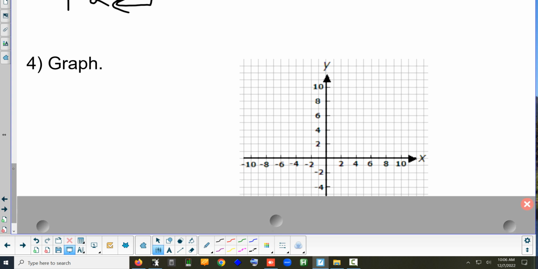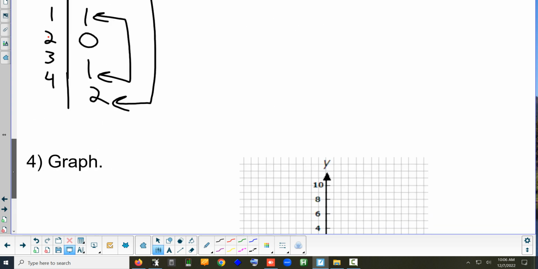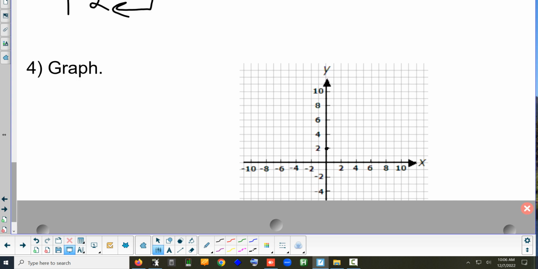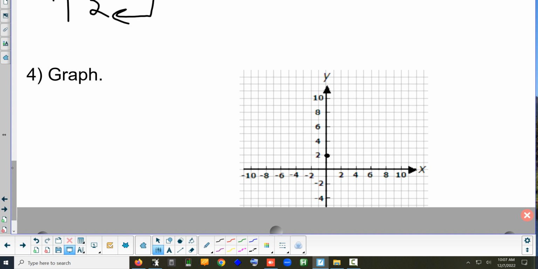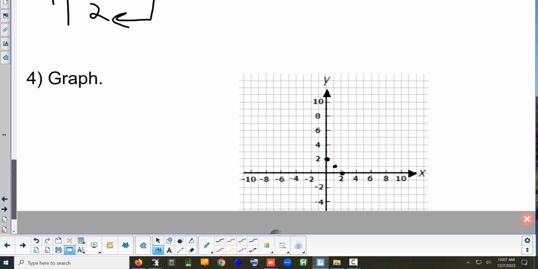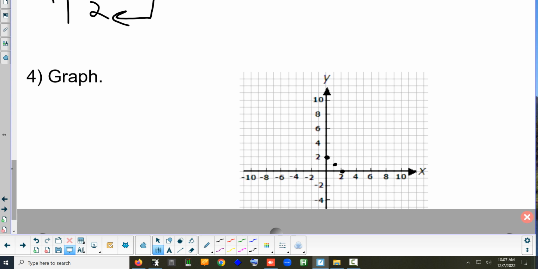Let's try it. So we've got the points 0, 2. We've got 1, 1. 2, 0. 3, 1, and 4, 2. It should always look like a V shape. I guess it could flip over if you had a negative, but there's no negative in this one, so it's our V shape.